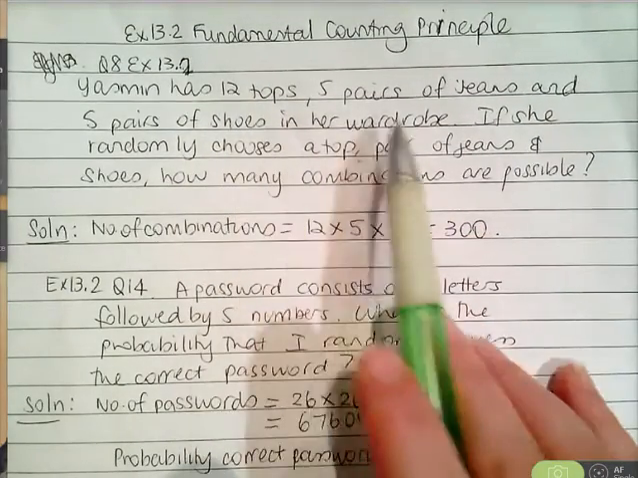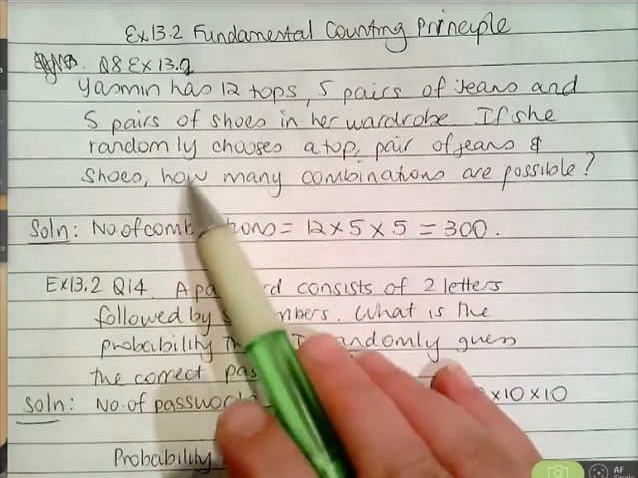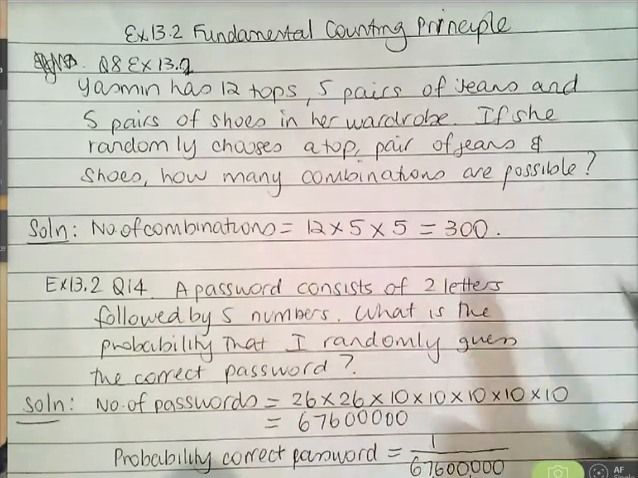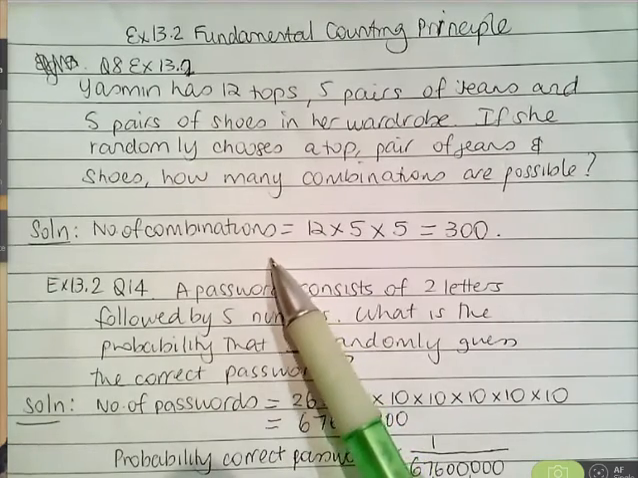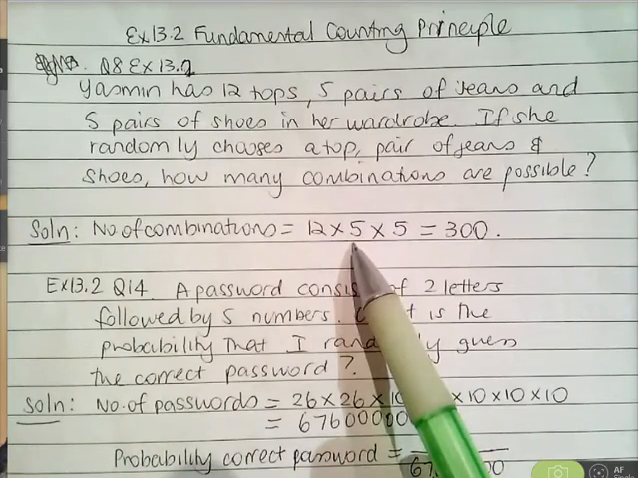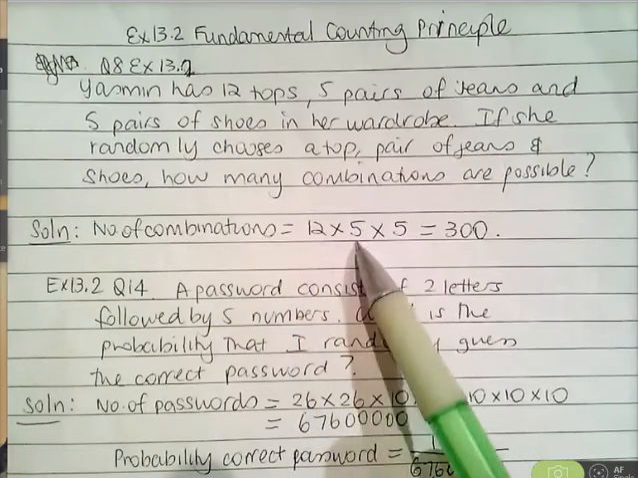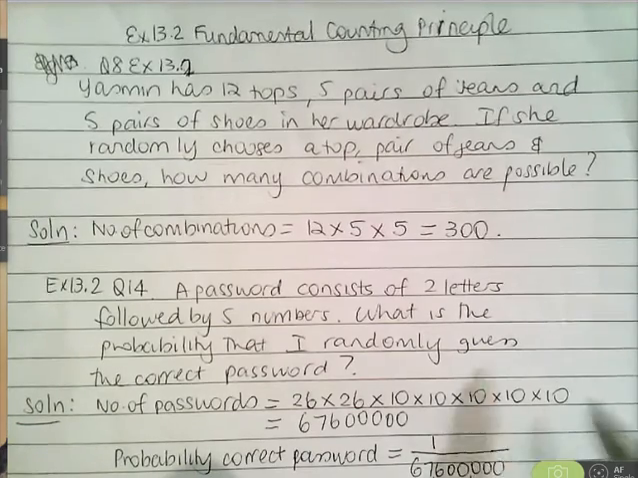Yasmin has 12 tops, 5 pairs of jeans, and 5 pairs of shoes in her wardrobe. If she randomly chooses a top, a pair of jeans, and shoes, how many combinations are possible? So the number of combinations using the fundamental counting principle will be just 12 for number of tops times 5 for number of pairs of jeans and 5 for the number of pairs of shoes. So 12 times 5 times 5, which is 300. So therefore 300 combinations possible. Now girls, these questions are fairly straightforward.